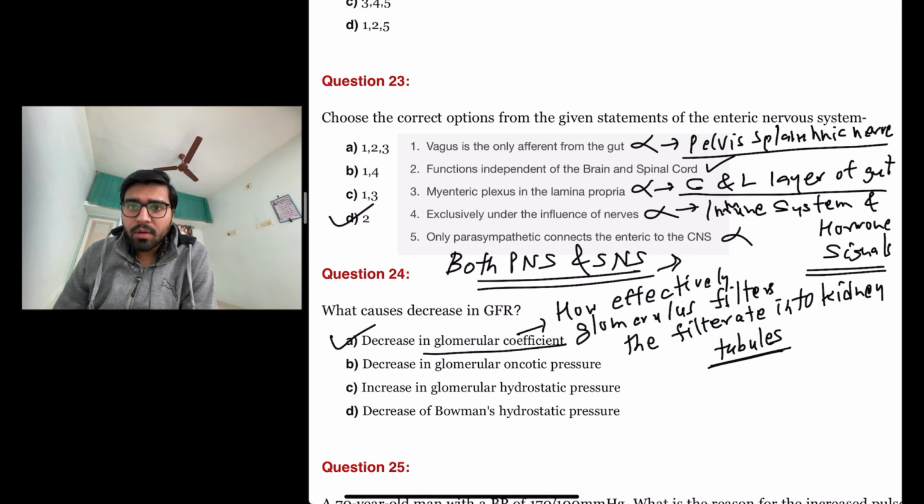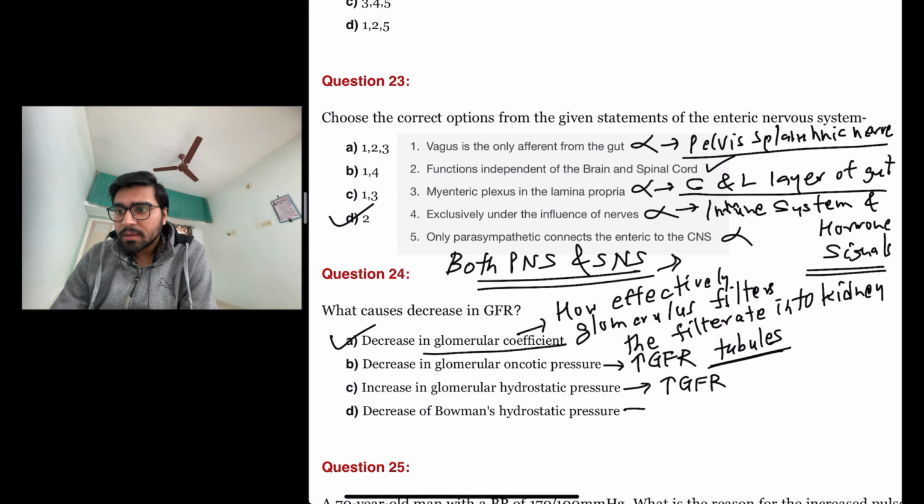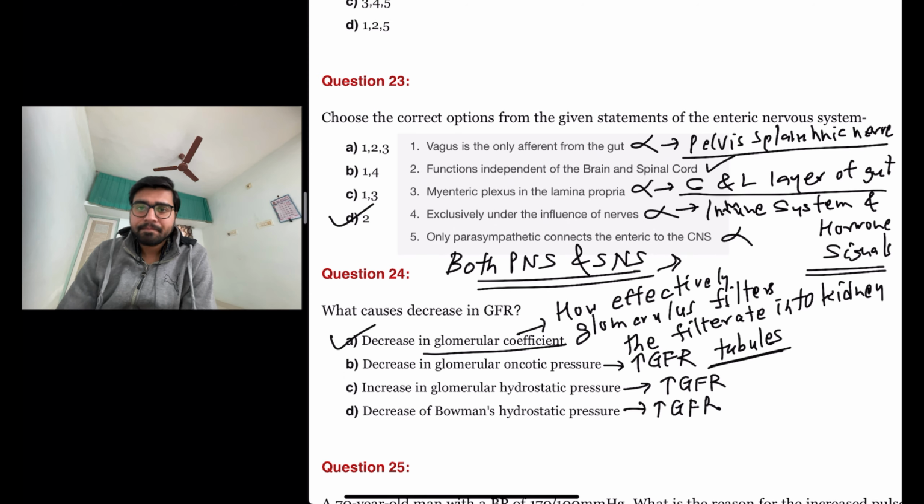Decrease in glomerular oncotic pressure. This leads to increase in GFR. Increase in glomerular hydrostatic pressure. This will lead to increase in GFR. Decrease of Bowman's hydrostatic pressure. This also leads to increase in GFR. Okay, so the answer is A.